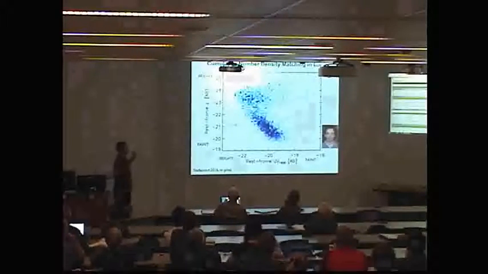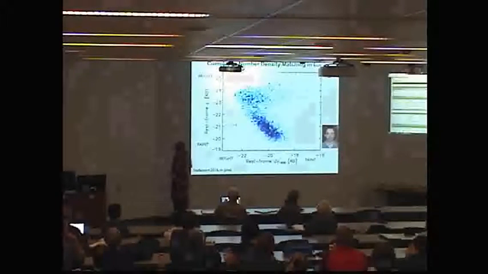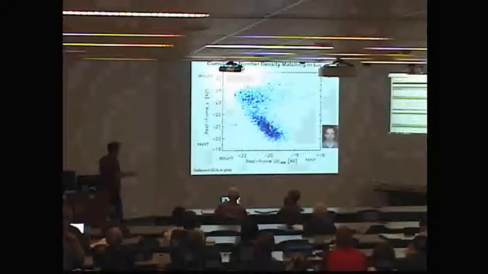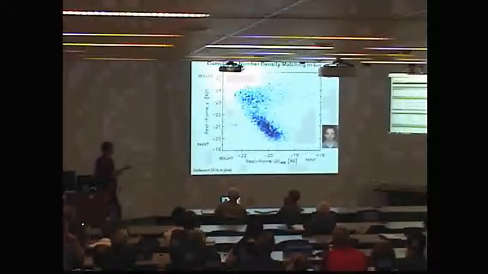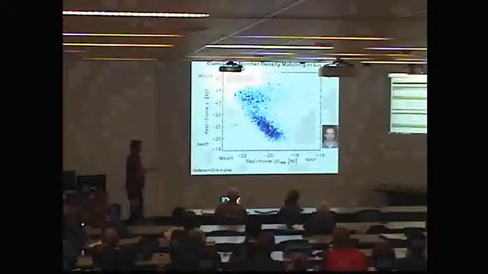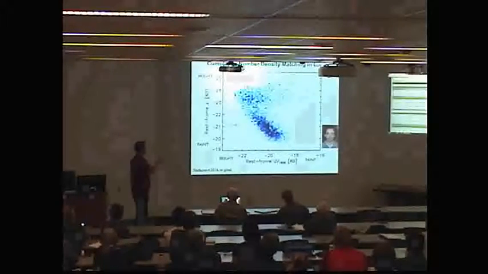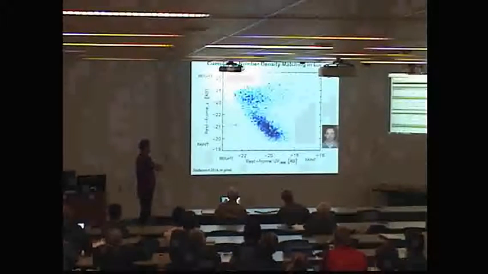So why is doing abundance matching in the rest frame optical better than in the rest frame UV? Basically, this shows you a plot of redshift 4 galaxies where we've essentially plotted where these things lie in the rest frame Z-band space, rest frame optical versus rest frame UV. This correlates pretty well with stellar mass.